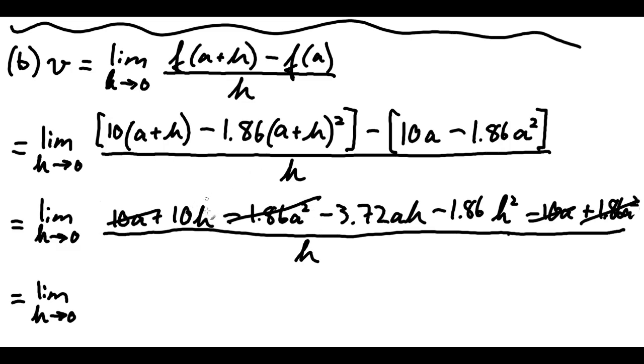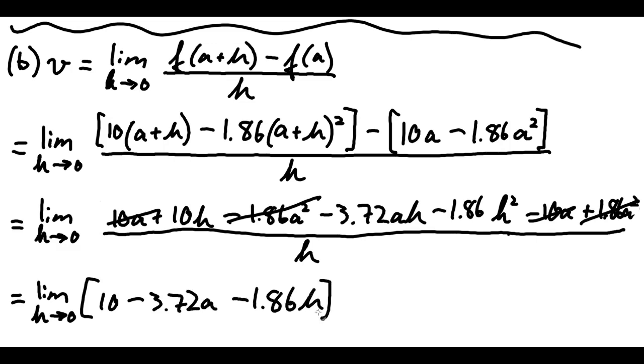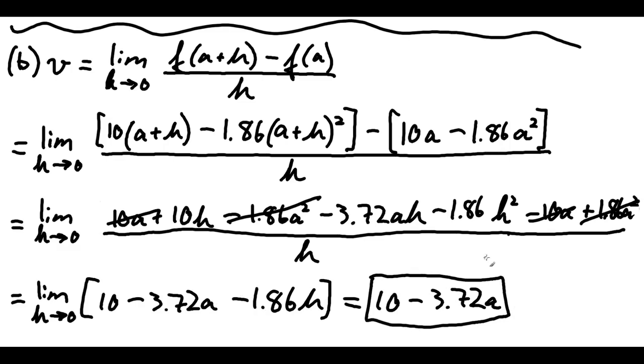But yes, in this case, we have canceled some terms. We have 10h minus 3.72ah minus 1.86h squared, all divided by h. You'll note that all the terms that did not have an h in them canceled, so now we can actually do that division by h, so that we end up with 10 minus 3.72a minus 1.86h. And when we take the limit of that as h goes to 0, the limit of 10 is 10, the limit of the negative 3.72a is still itself. The variable a is treated as constant with respect to the limit, because we're only looking at what happens as h goes to 0. But plugging in 0 for h zeroes out that last term, so it looks like we have 10 minus 3.72a.